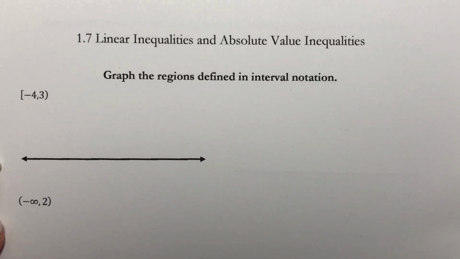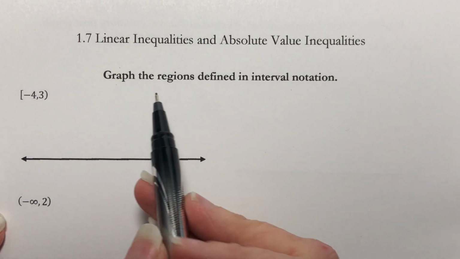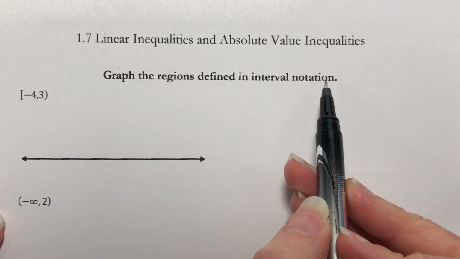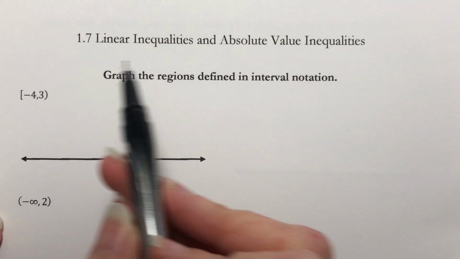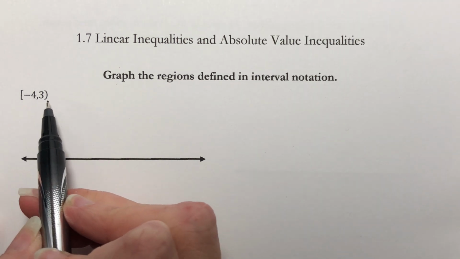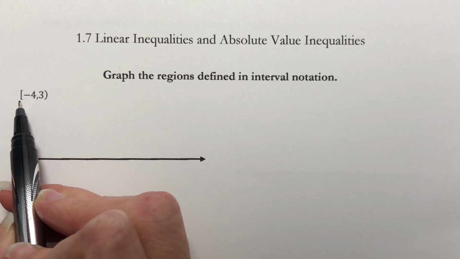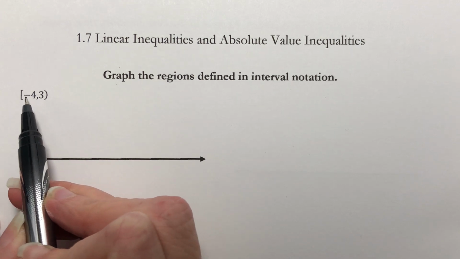This is section 1.7, linear inequalities and absolute value inequalities. The first thing we're going to discuss is what we mean by interval notation. So this is an example of something that's written in interval notation. We have a bracket and we have parentheses, and our numbers are in numerical order.